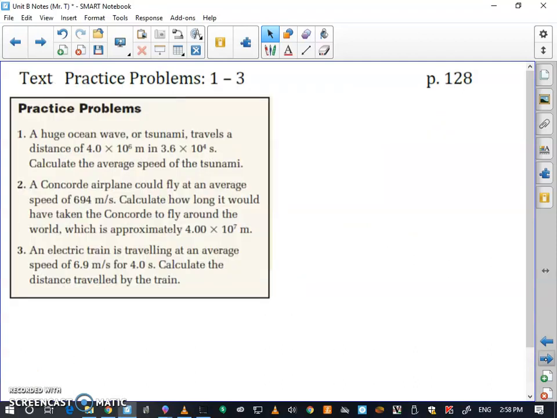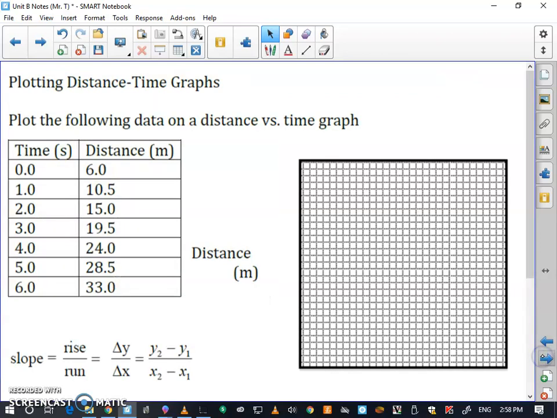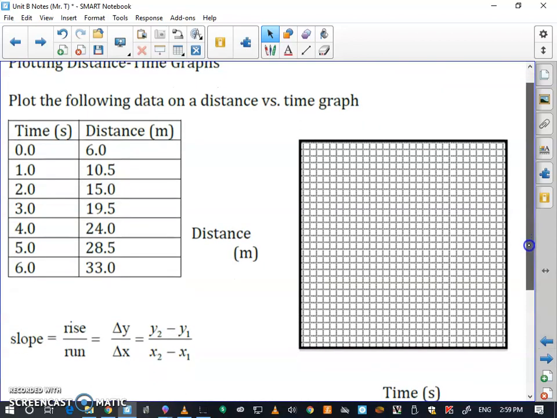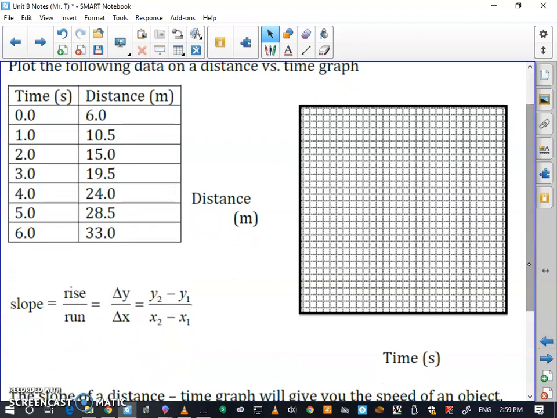The practice problems here, I'll just bypass those. Hopefully you tried them out. And let's look at plotting distance time graphs. You probably had some experience plotting graphs, making sure that you're putting in your data appropriately, where you have time on the horizontal and distance on the vertical.